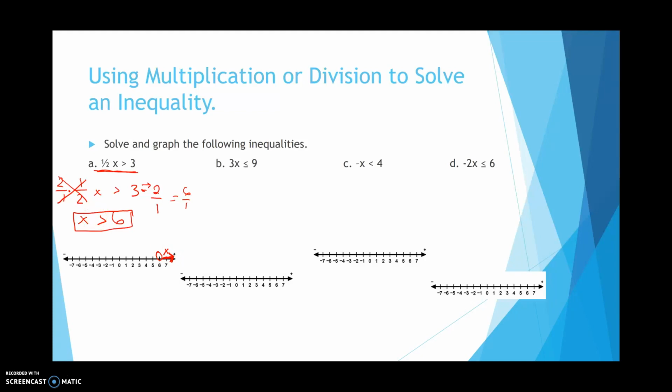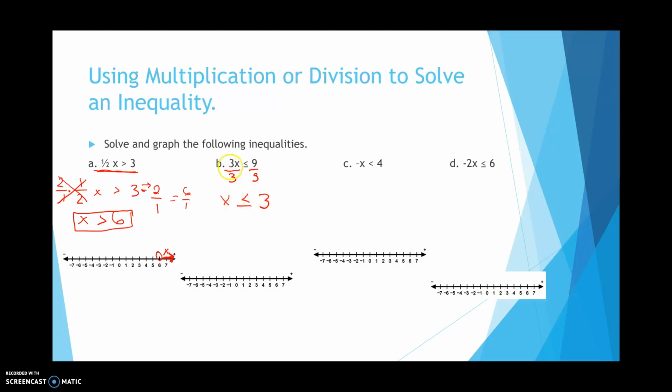Let's look at B here. We have 3 times x is less than or equal to 9. Again, we're going to isolate x. We're going to get x all by itself on the left side. So we're going to divide. Opposite of multiplication is division. Inverse operations, we call that. 9 divided by 3 gives me 3. So what I have here now is x is less than or equal to 3.